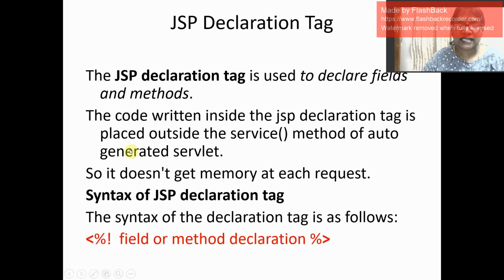And the third one is the declaration tag. It is used to declare the variables and methods, and it is preceded by an exclamation mark. So these are the three types of JSP tags.